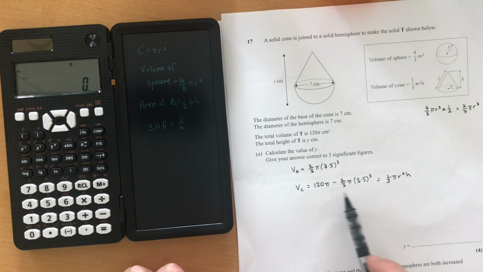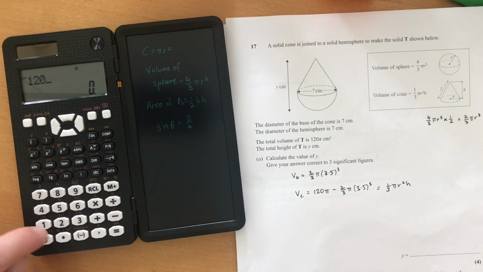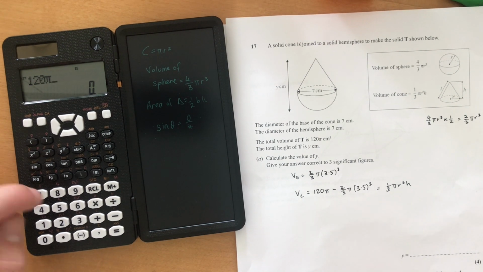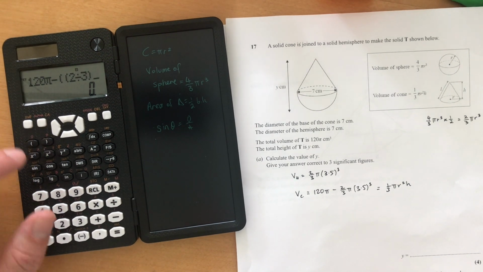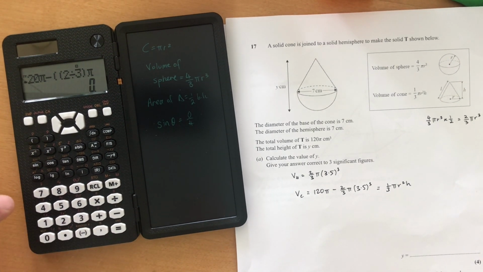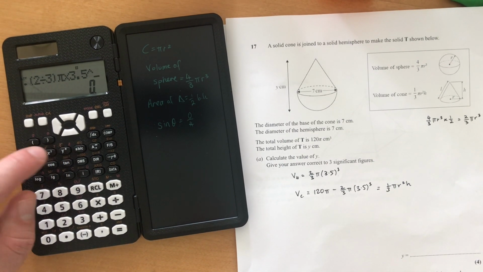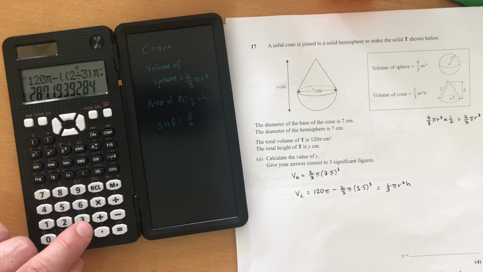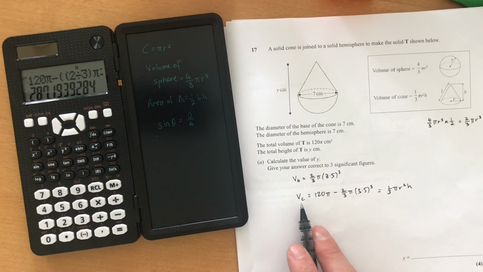Okay, so let's work out this using our calculators. So we've got 120, the pi button is above the comma here, so second function comma, and then subtract, put some brackets, 2 on 3 pi again, multiplied by 3.5 cubed. The cubed, you can use the y to the x button, so 3, and then another set of brackets. That should give us our answer. So we get, for this, 287.19 and so on. Now that's the volume of the cone.